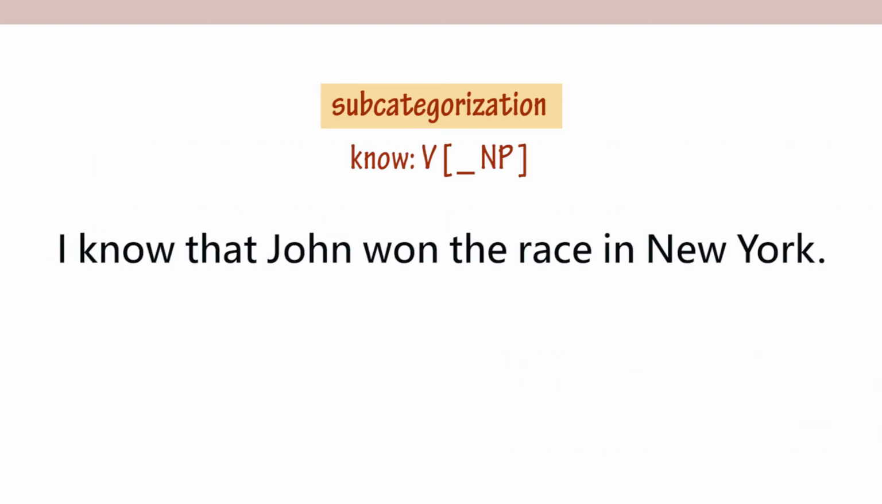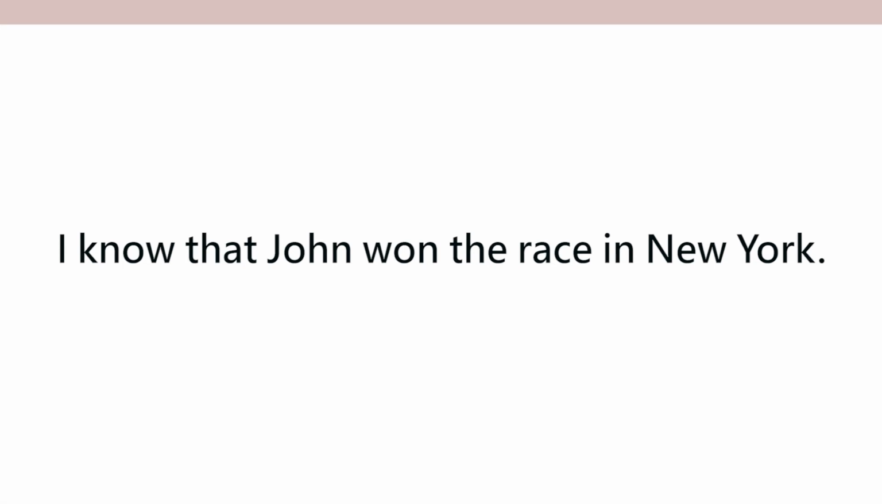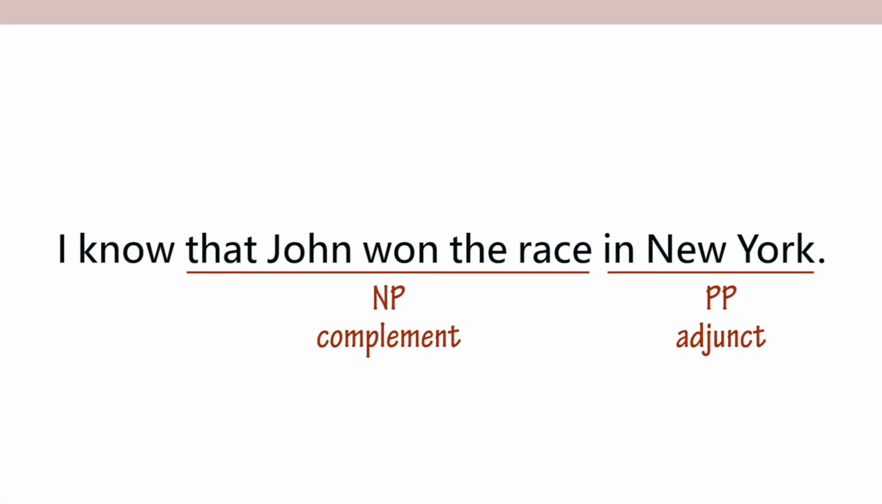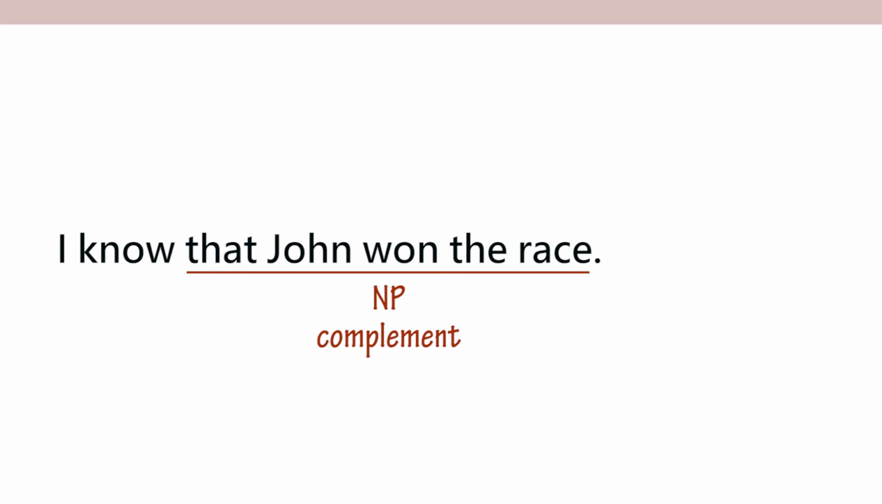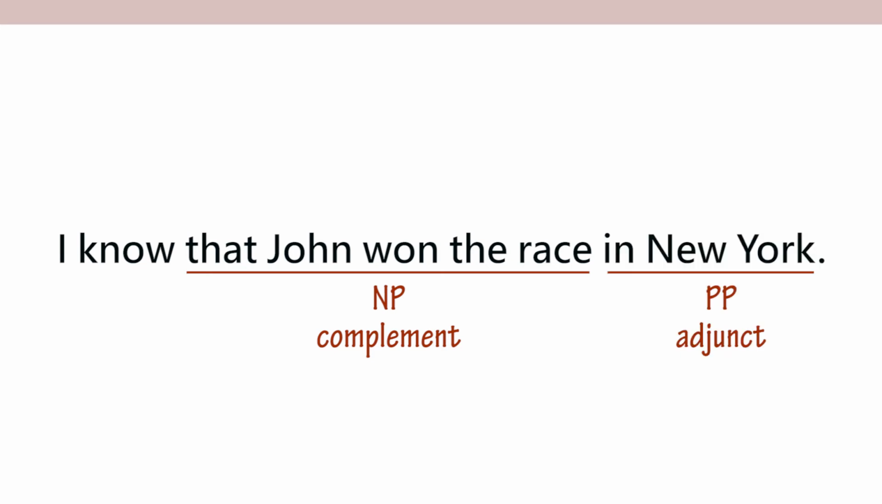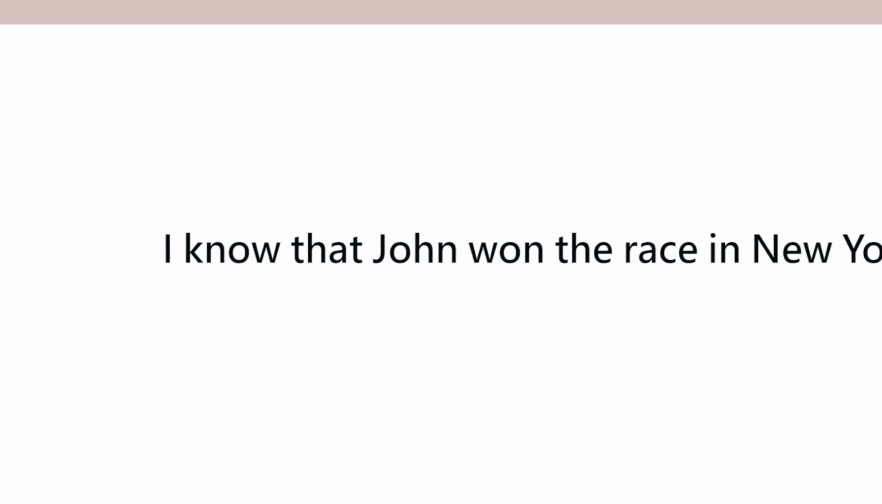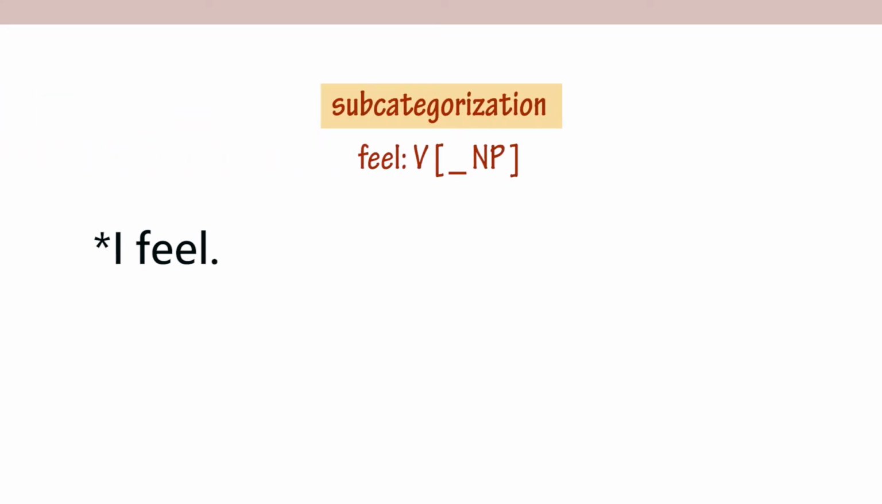If I say, I know that John won the race in New York, here, in New York is an extra piece of information which is optional and omissible. So it's an adjunct. It doesn't hurt if you put it there, but even if you don't, it's okay. But if you do, it's still okay. So here, when you say I feel, it is not grammatical because the selectional subcategorization requirements have not been fulfilled.